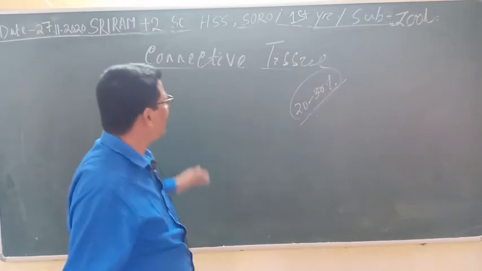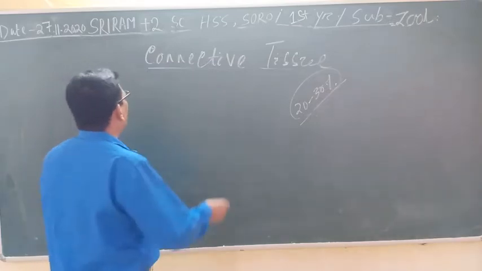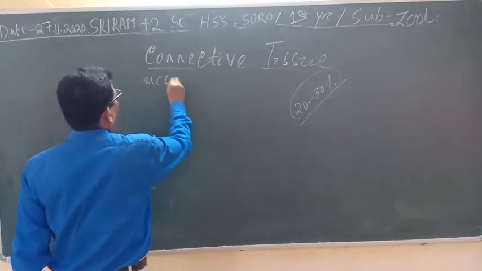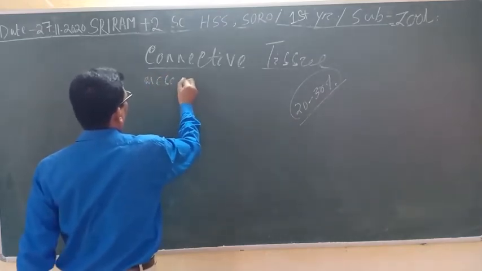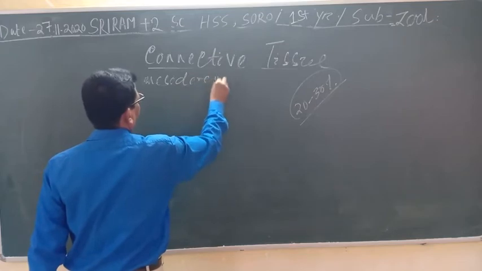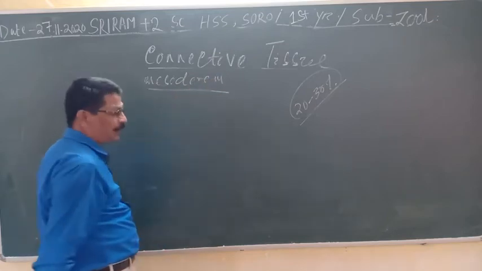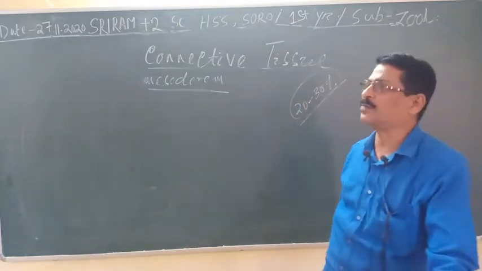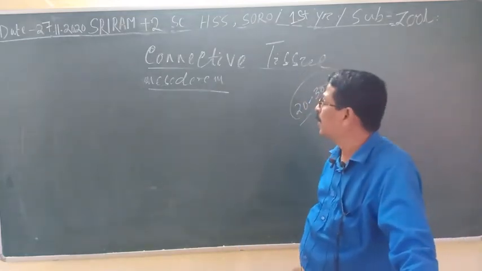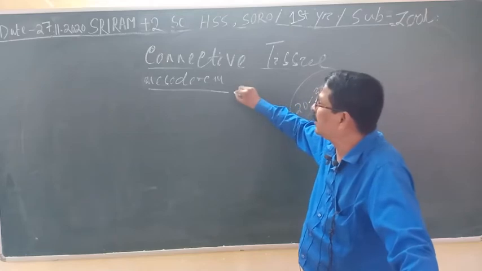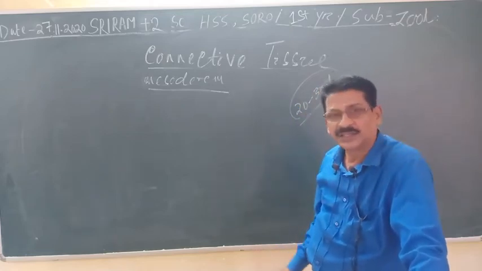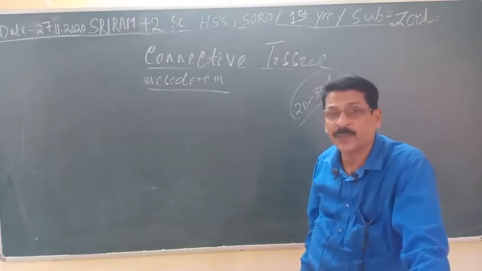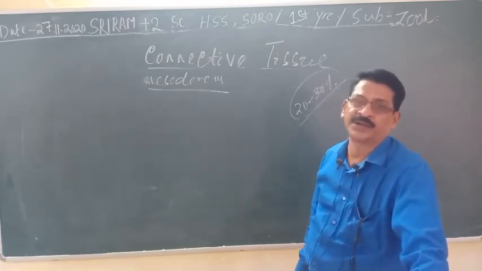Clear? And it originates from the mesodermal germ layer. I have told you that the epithelial tissue develops from 3 layers: ectoderm, endoderm and mesoderm. But the connective tissue develops from the mesodermal layer. So what are the most important properties of the connective tissue?